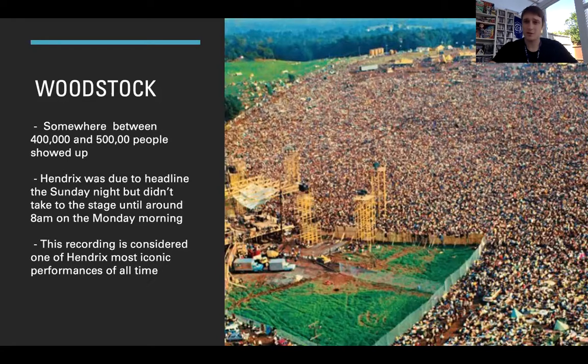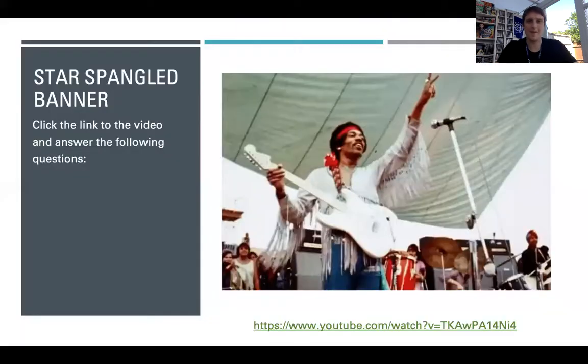By the time Hendrix was due to go on, the festival had pretty much finished. He didn't actually go on stage till about 8 a.m. on the Monday morning. So the morning after he was scheduled to go on. But what he did is considered one of his most iconic performances of all time, and we're going to have a look at that now. So Jimi plays the Star Spangled Banner in his set. That's the American national anthem. Let's watch.